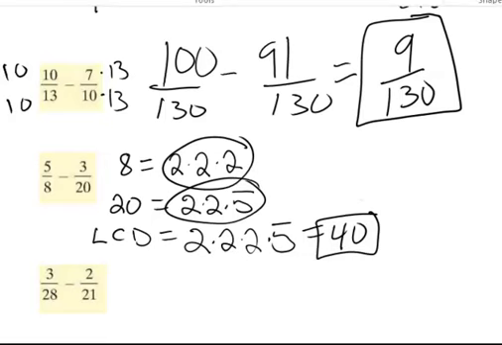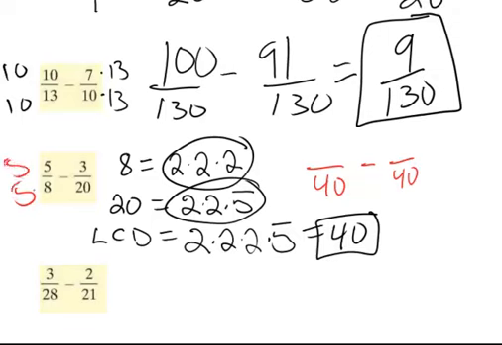So what I'm going to do now is write them in red. I'm going to write two fractions with the denominator of 40, subtracting, so I put a minus there. Well, what did I multiply 8 by to get 40? Multiply that by 5. So I have to do 5 up here as well. That's 25. What did I multiply 20 by to get 40? Multiply that by 2. So 3 times 2 is 6.